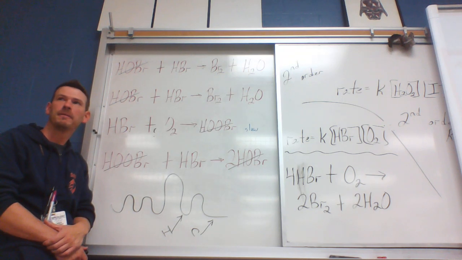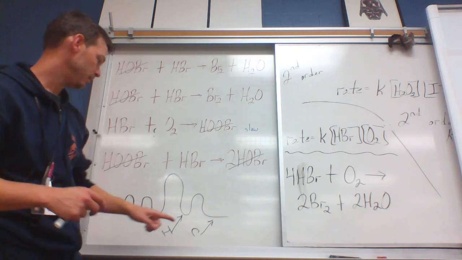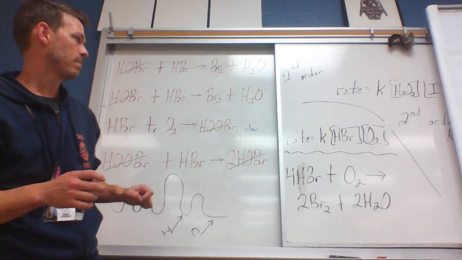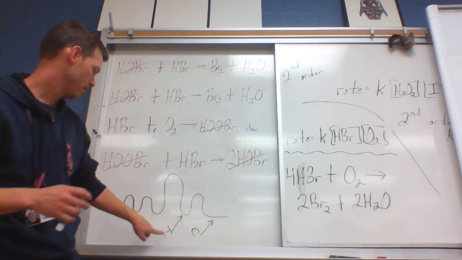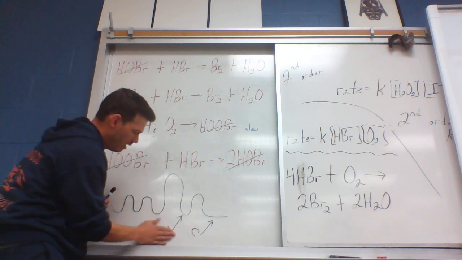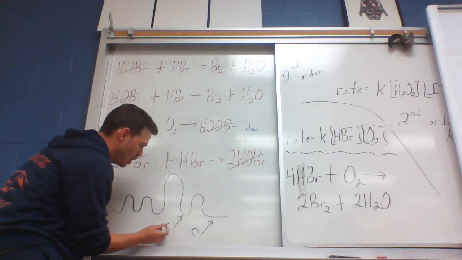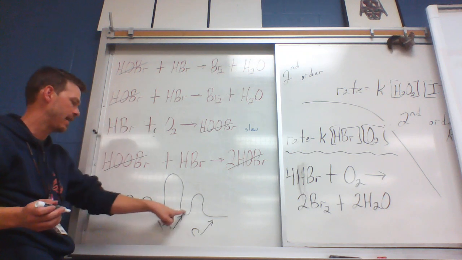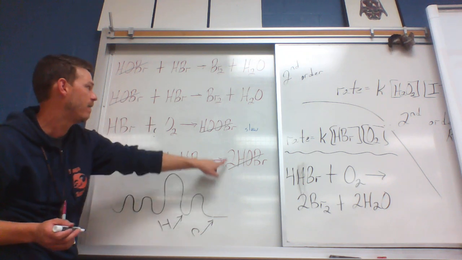Where's that I from? On the bottom hump, right there. That's an I. I was showing that there's an intermediate located there, and there's a catalyst located there.